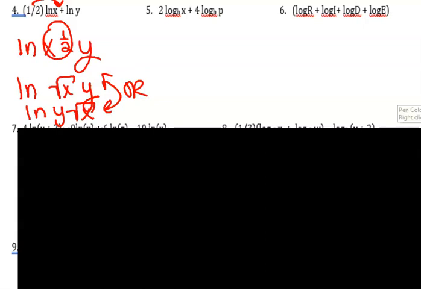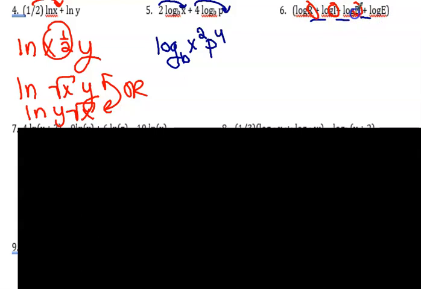All right, for the next one, this 2 becomes an exponent. This 4 becomes an exponent, okay? So then I have log b x squared p to the 4th, okay, because I multiply them together. All right, if all of these are added together, then I'm just going to put all the letters multiplied together.